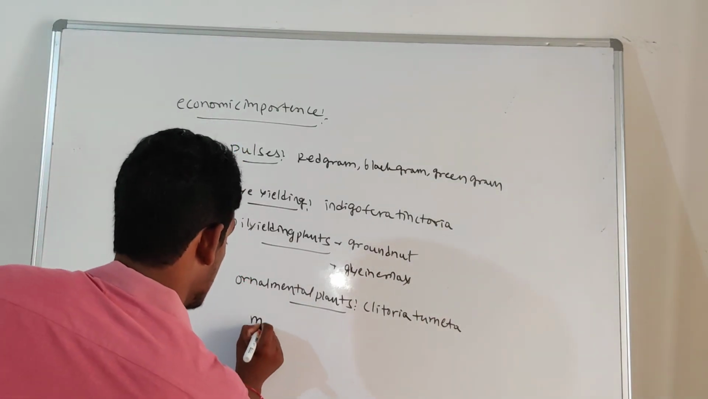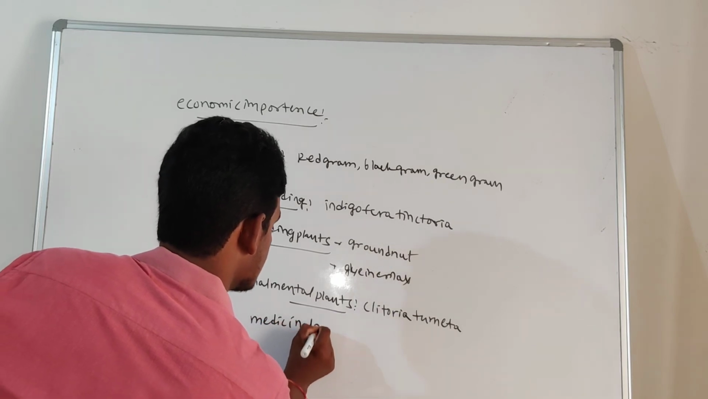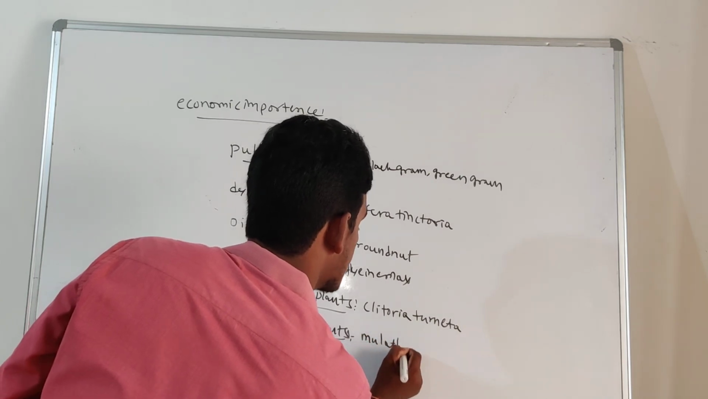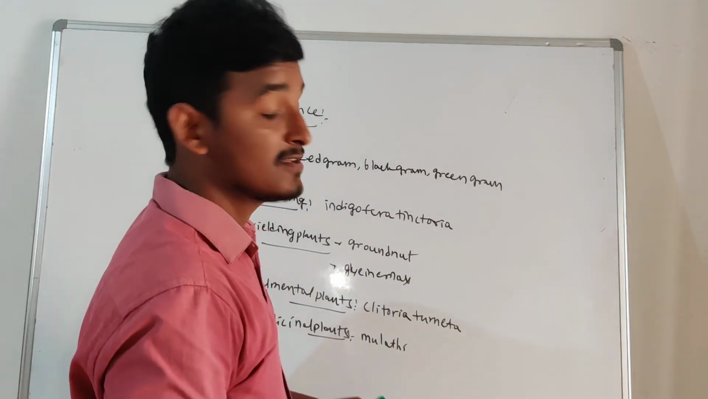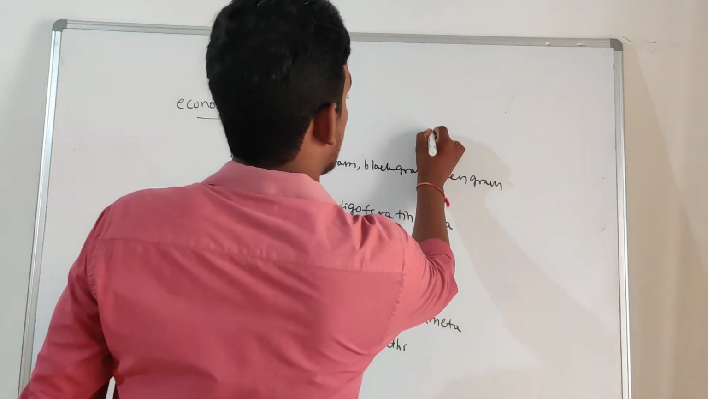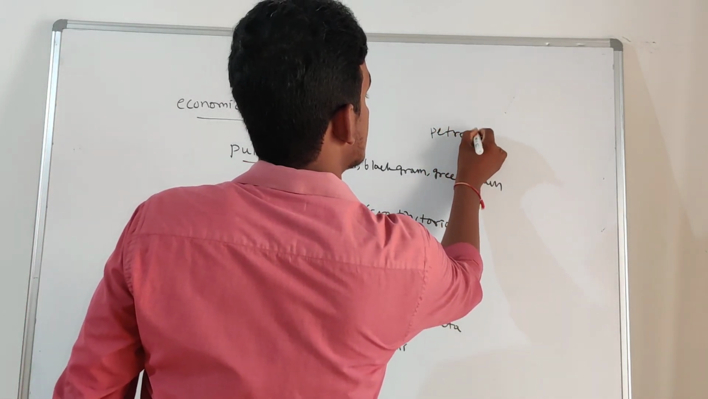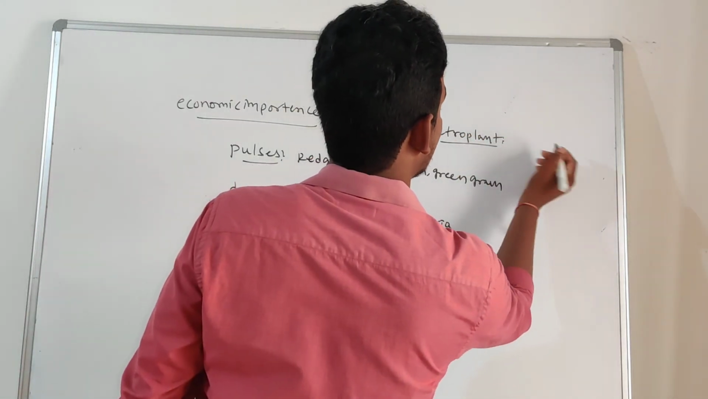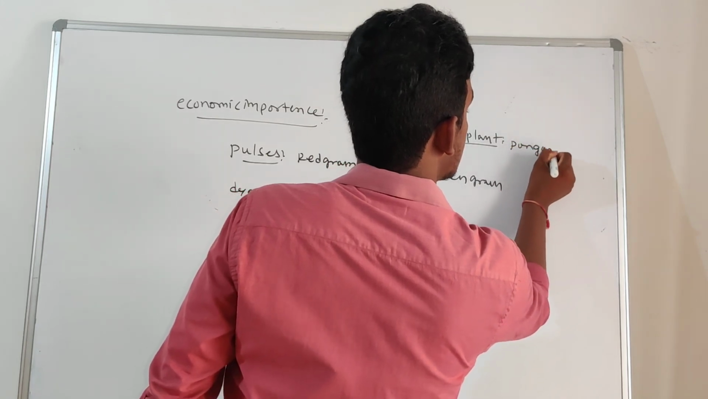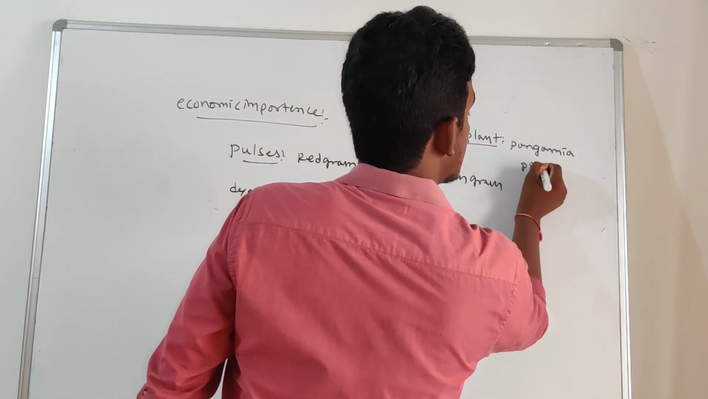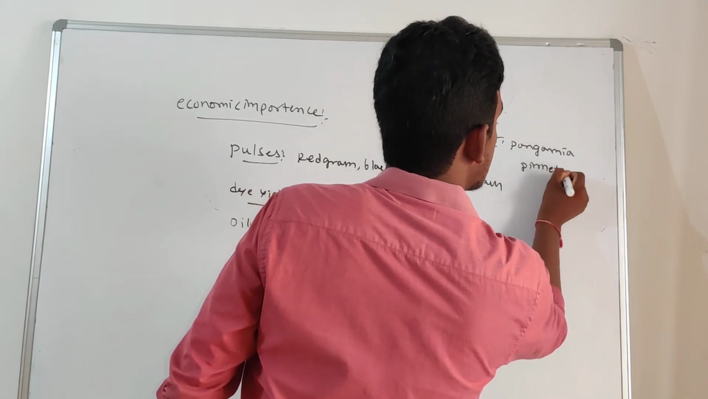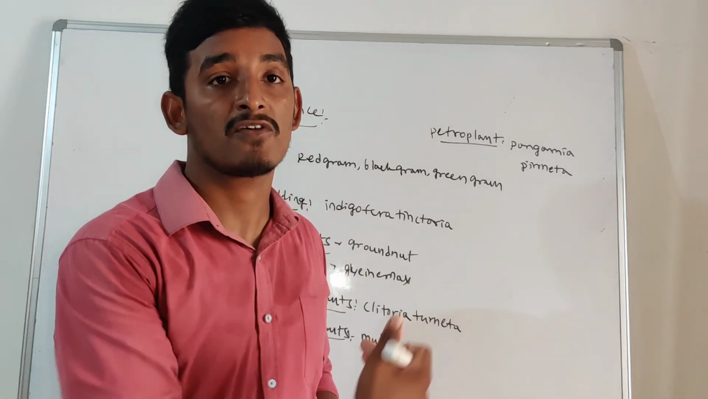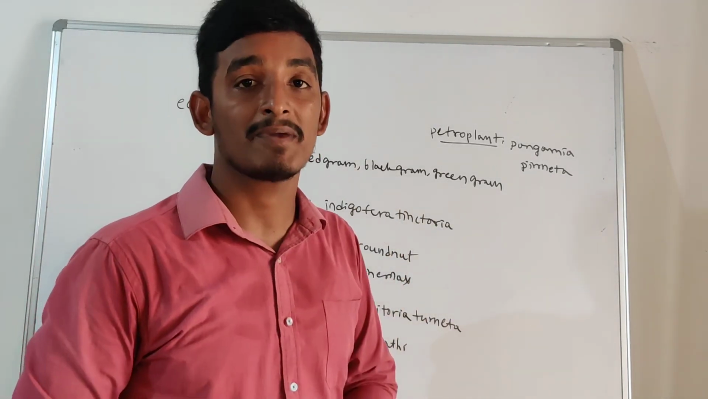Later about medicinal plants. Mulethi. Right? And some are avenue plants. What is that plant? Pongamia pinnata. Right? So it is about the economic importance related to the Fabaceae family. When compared to the other families, here it has more economic importance, right?